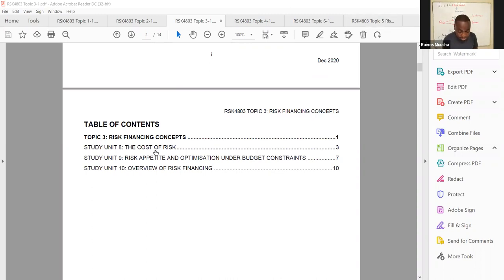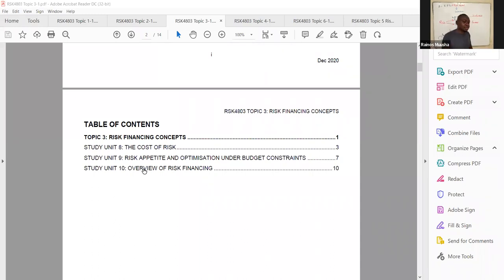So study unit 10 tries to give you an overview of risk financing, because it's trying to show you a summary of how the concepts that you've looked at so far are mixing together. So we are trying to check how all these concepts we've seen so far are mixing.